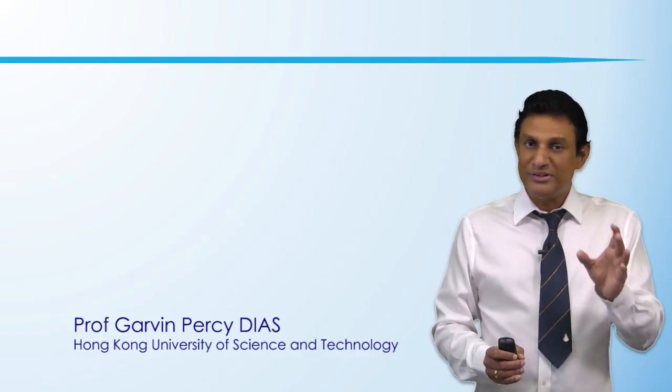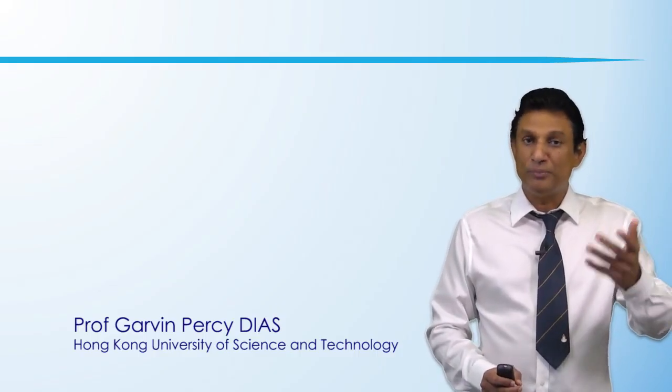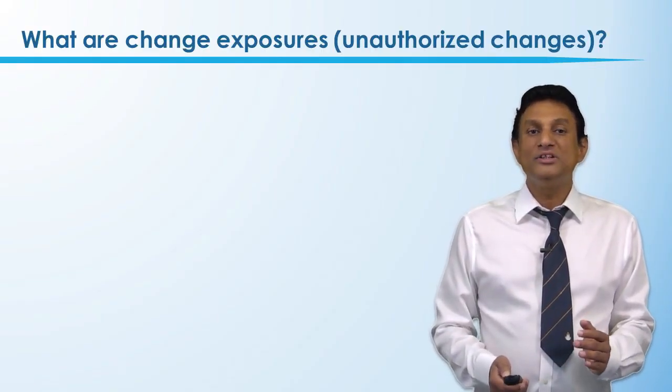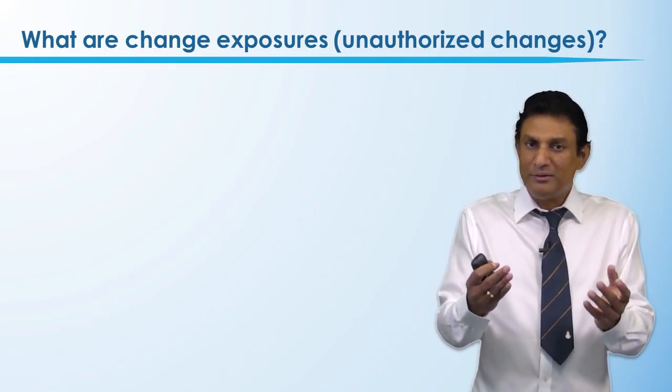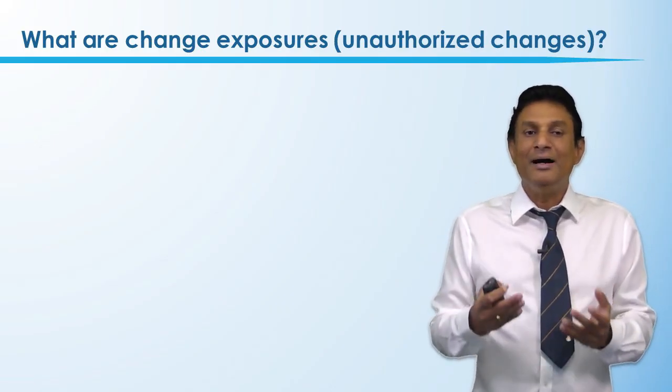So since we cannot eliminate the risk, of course we have to think about not only preventive controls but also the detective controls as well. So that's what we are going to look at in this video today, right? Now, okay, what are the change exposures? That means under which kind of circumstances unauthorized change possibly happens. That's what we look at in the change exposure.